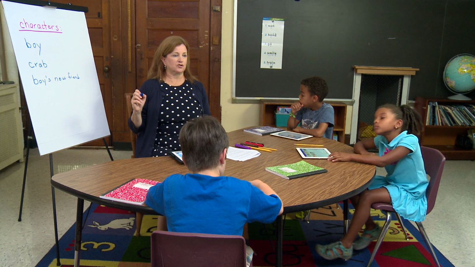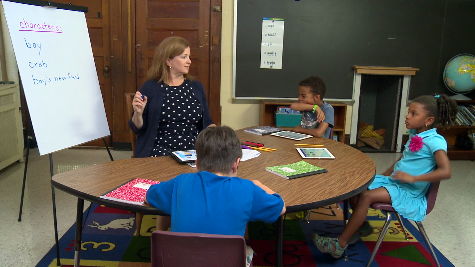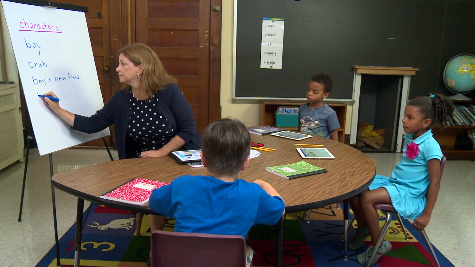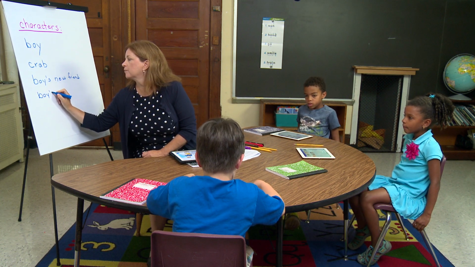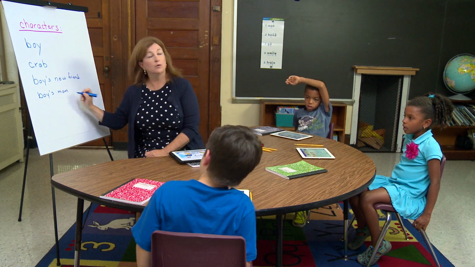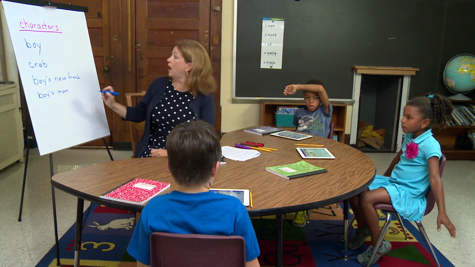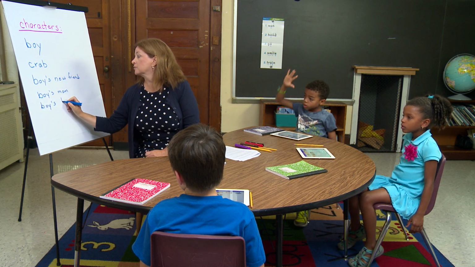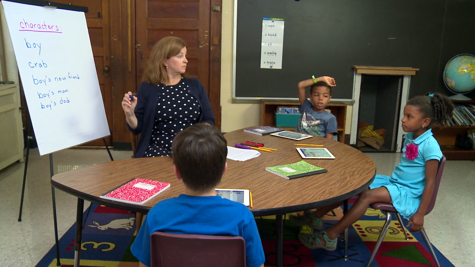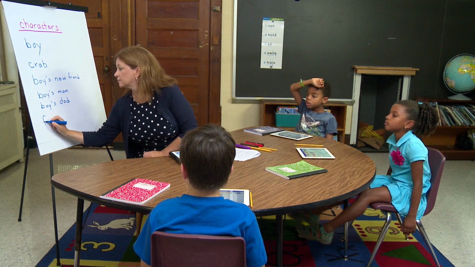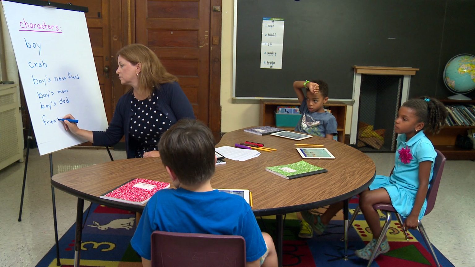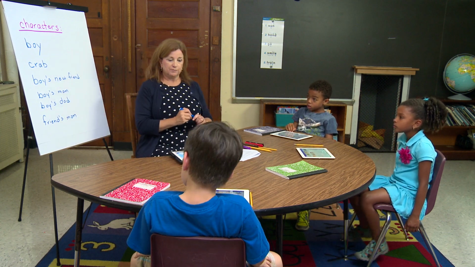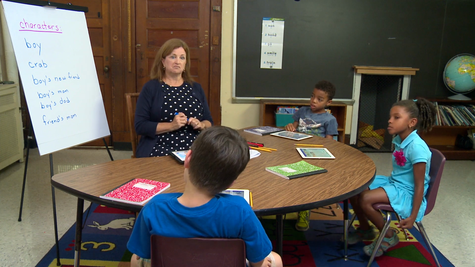Who are some other characters in the story? Bryce. Mom. Whose mom? The little boy's mom. Who else? Camden. And his dad as well. Do we have any other characters? And the new friend's mom. The friend's mom. Right. Is that all of our characters? Yes, I think it is.